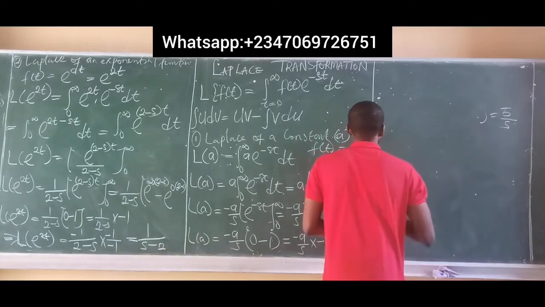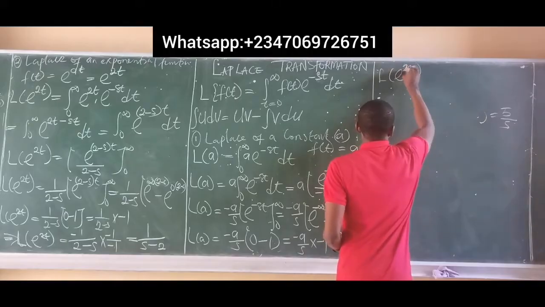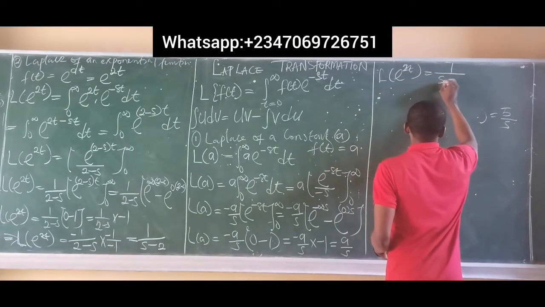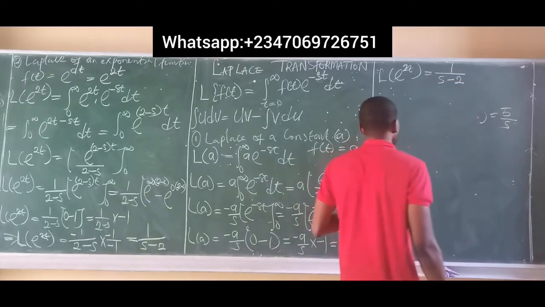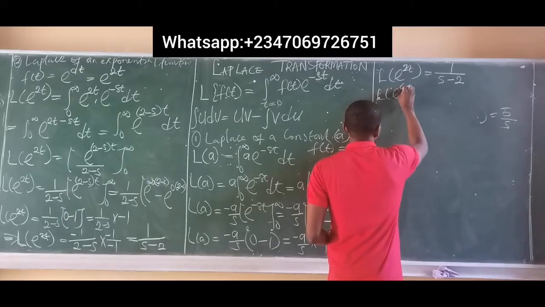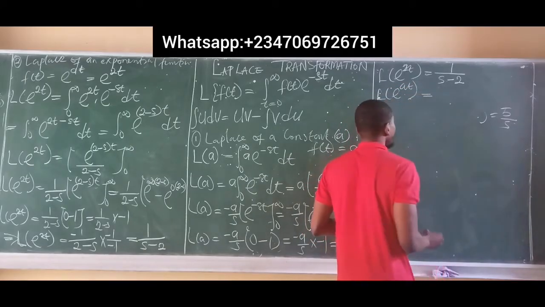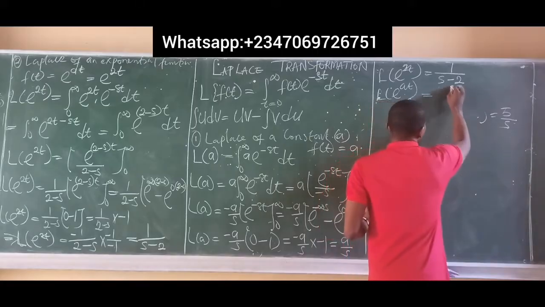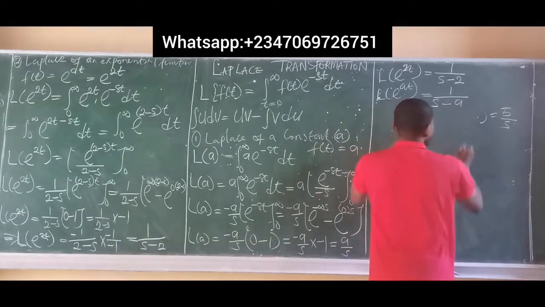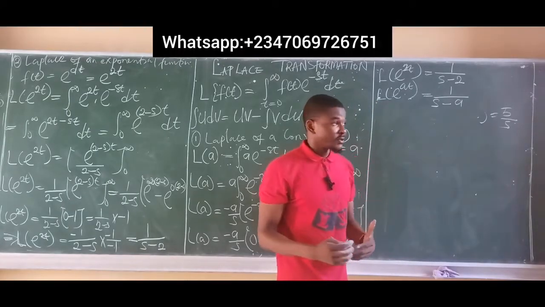Alright, so we said the Laplace transform of exponential 2t, as obtained there, is 1 all over s minus 2. Not forgetting, we are supposed to do the Laplace transform of exponential at, where a is a constant. So the Laplace transformation is simply 1 divided by s minus that constant a. It's as simple as this whenever it is an exponential function.